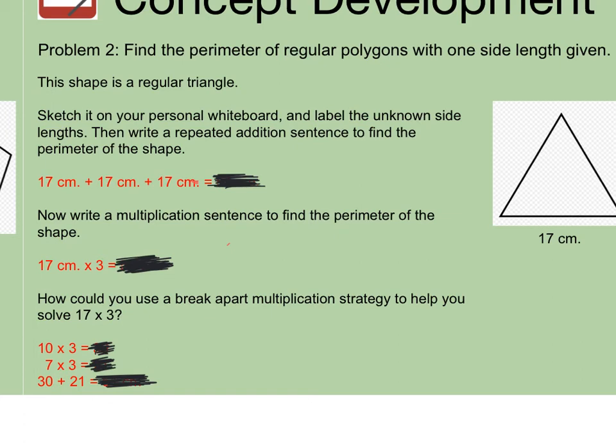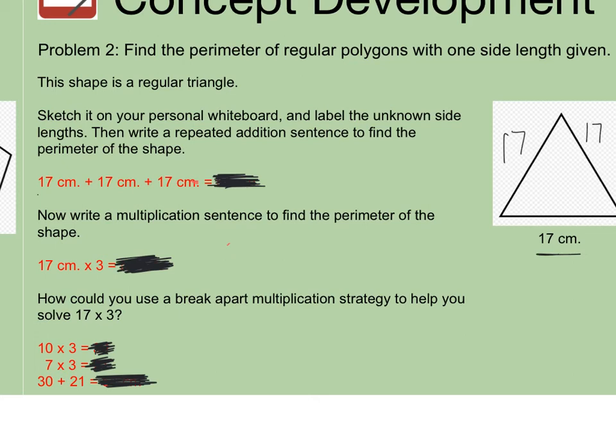I want you to draw this regular triangle on your piece of paper. And boys and girls, just go ahead and pause the video when you need to so that you can get your shapes drawn and your sides labeled. Okay, so now I'm going to label each side length. So I should have 17 down here. I have 17 and 17.